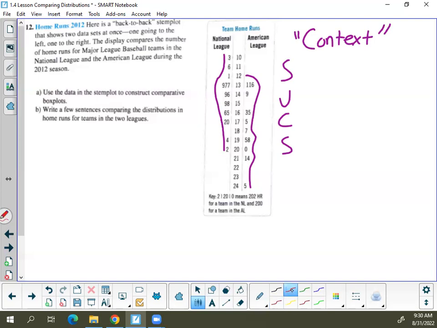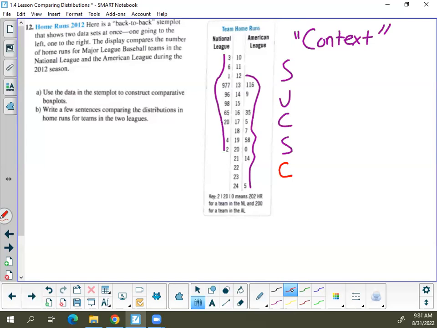So maybe we can add a last C. We always want to remain in context. So when we're just comparing these two distributions, let's always make sure that we're talking about home runs in the National League, in the American League. Even if you don't know anything about baseball, much like me, I don't know a lot about baseball. We can still use the language in the question when we're describing them.